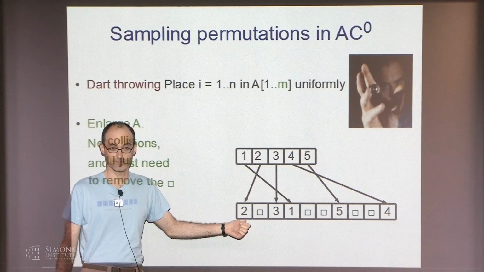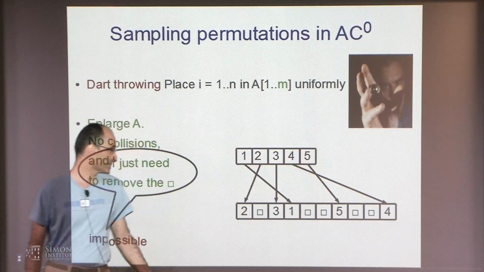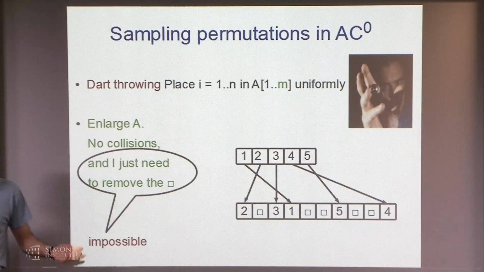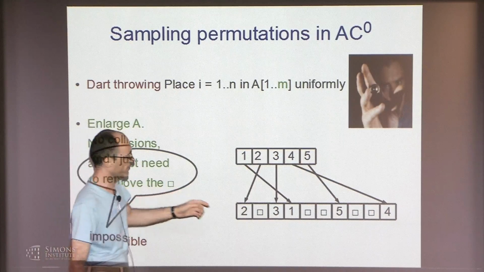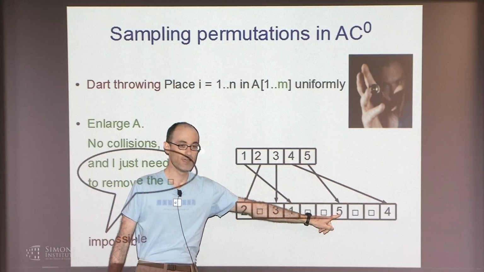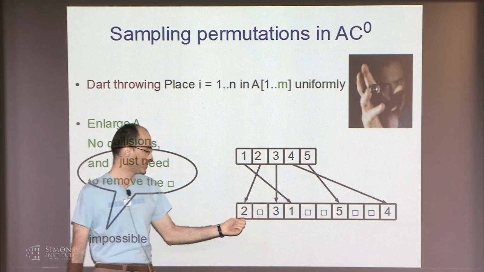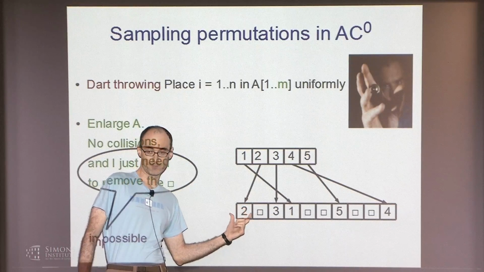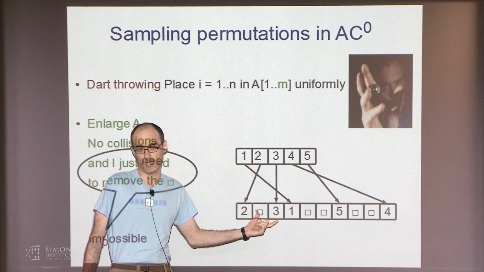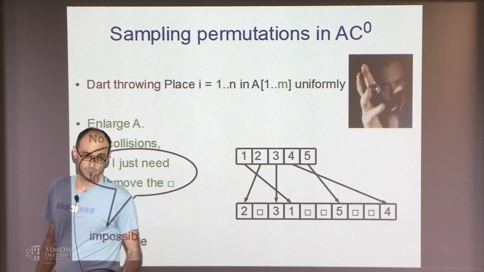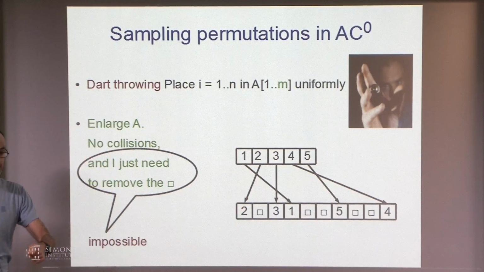Can you remove the slots? No. Right. That's impossible. That would mean that you need to place 5 at a location which depends on how many non-empty slots you have here, which is impossible to count in S0. So the key insight is the next one, which is that I'm going to think of permutations in a different way.